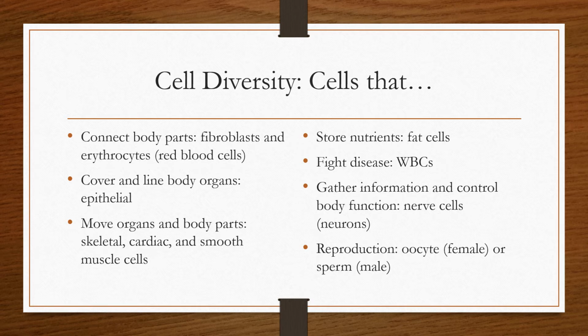So here are some different cell types in the human body. Cells that connect body parts are called fibroblasts and erythrocytes, which are red blood cells. Cells that cover and line body organs are epithelial cells. Cells that move organs and body parts are skeletal, cardiac, and smooth muscle cells. Cells that store nutrients are fat cells. Cells that fight disease are white blood cells. Cells that gather information and control body function are nerve cells or neurons. And cells that are charged with reproduction are the oocyte in the female and sperm in the male.